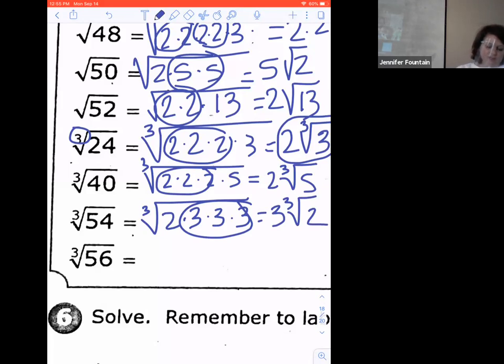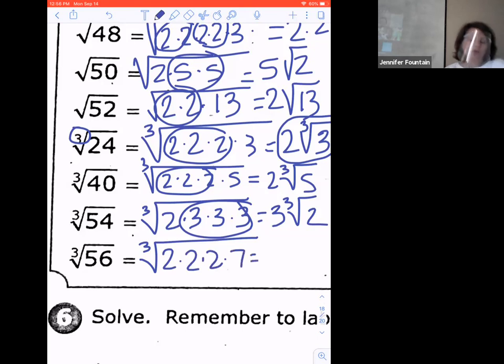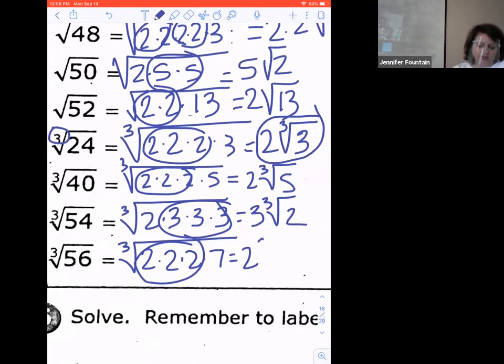And then lastly, 56. I go ahead and I have an index of 3. And so I'm going to have 2 times 2 times 2 times 7, because we know 8 times 7 is 56. So 8 breaks down to 2, 2, 2, and then times 7. So here we have a group of 2s that comes out, and then we have the cubed root of 7. Any questions on that column?